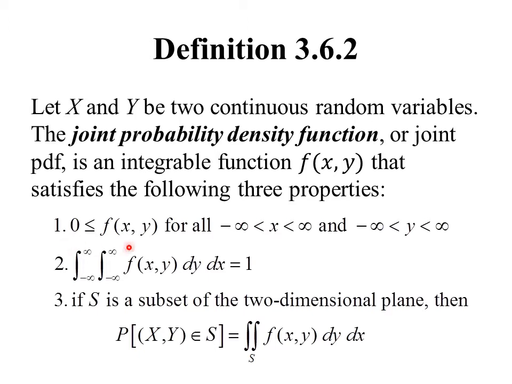The first property says that the function has to be non-negative for all x and y. The second says that if we integrate the joint PDF over all values of x and y, that should equal 1. And the third property tells us how we're going to use this joint PDF. In order to find probabilities that X and Y take on values in some set S, we're going to integrate the joint PDF over that set S.